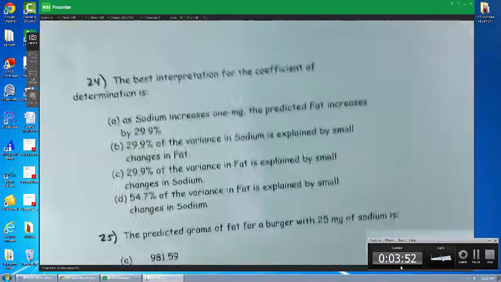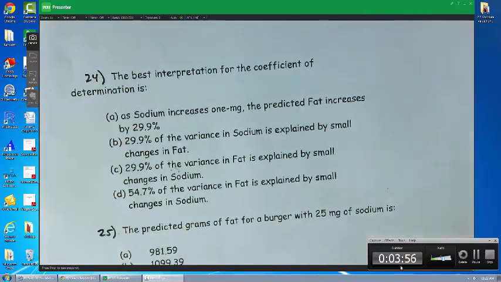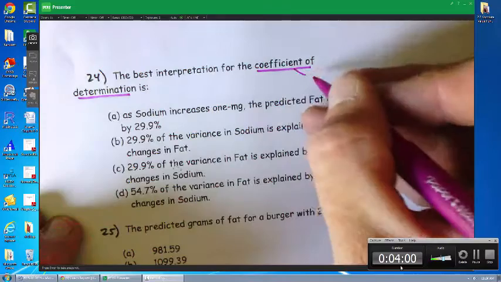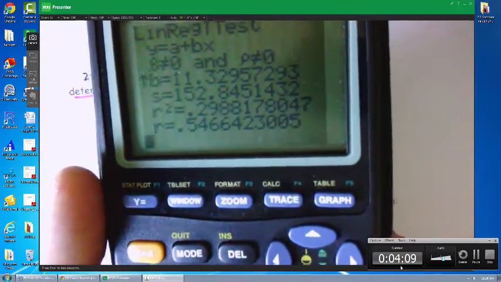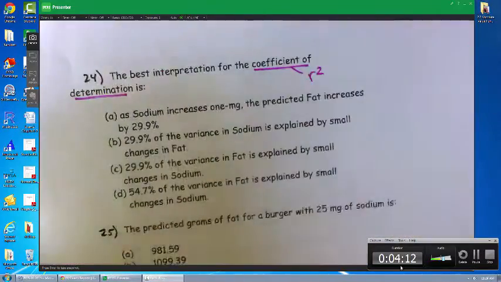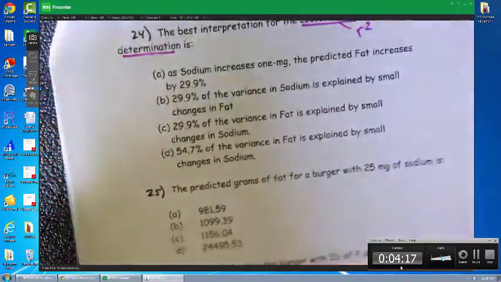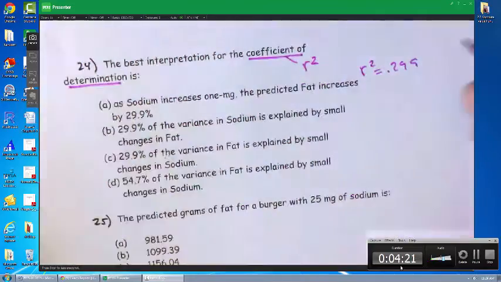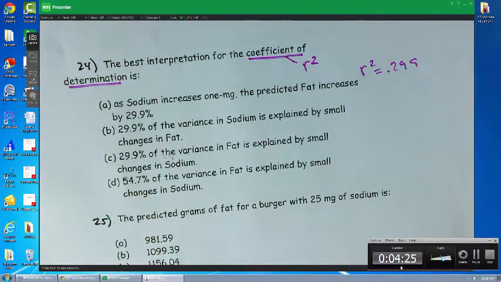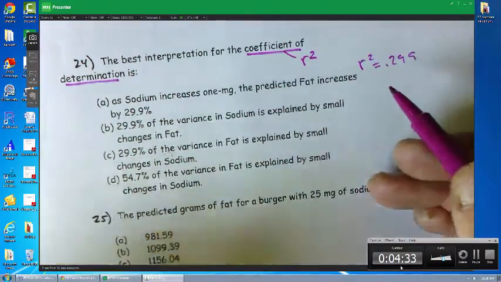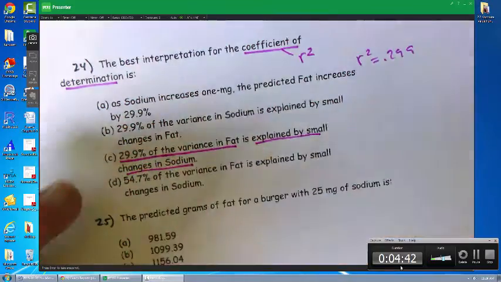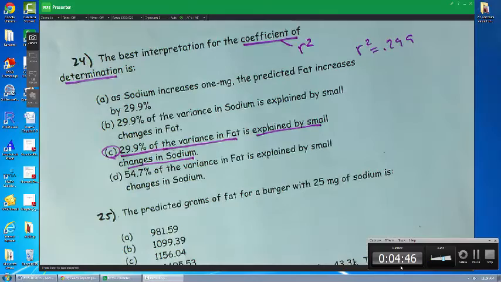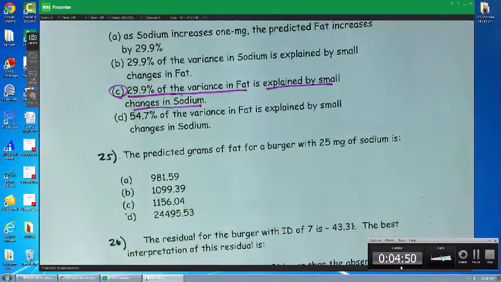Now, going to 24, the best interpretation for coefficient of determination. You need to know coefficient of determination is known as R squared. When you do your linear regression t-test, it gives you R and R squared at the very bottom. You have to know, for one, it's R squared, because they have it as R squared and R as both possible answers. So R squared is 0.299. And it's always 29.9% of the variance in Y can be explained by the regression, the linear model, the equation of X. So Y is fat. 29.9% of the variance in fat is explained by small changes in sodium, which is X. So the answer is C. They're all very similar. Only one of them is interpreted correctly. You've got to make sure you understand that interpretation.